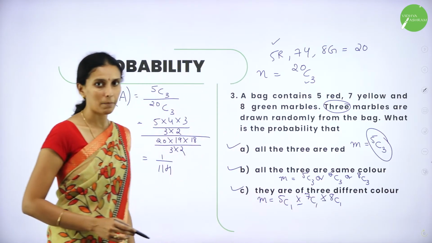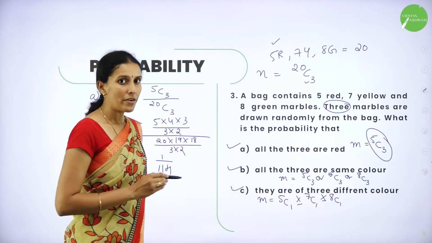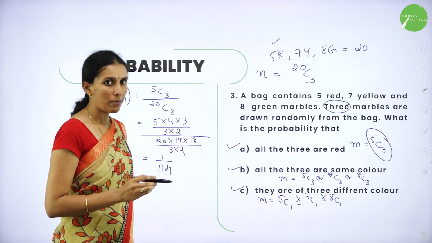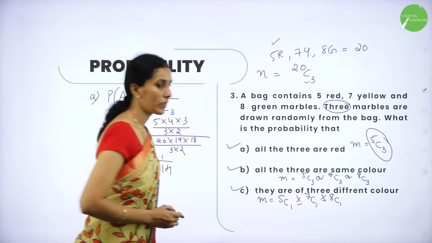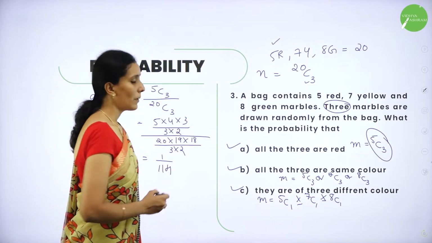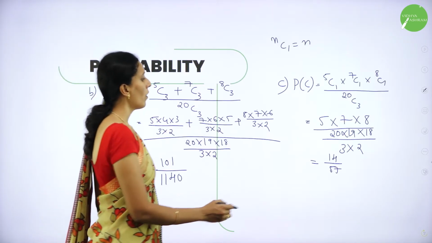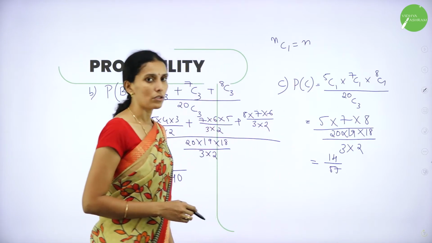AND is nothing but multiplication. So therefore 1 red and 1 green and 1 blue is written in this form. That is, the product of probabilities is taken. So that is how I'll get the probability for that question.